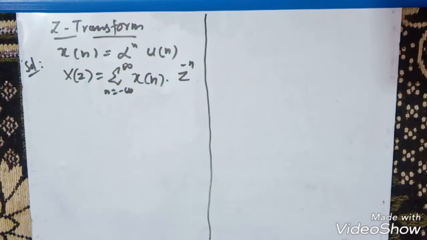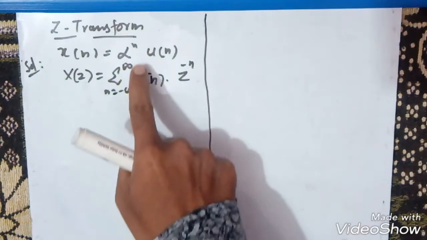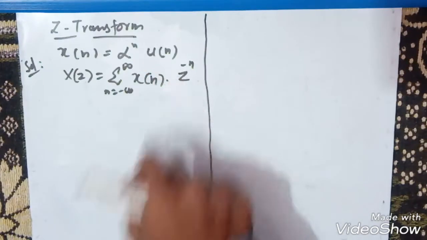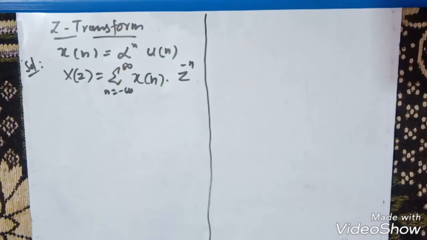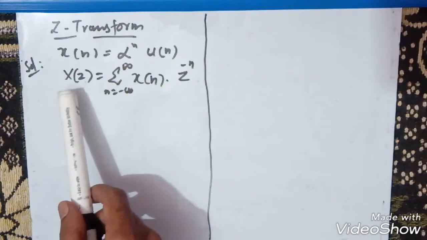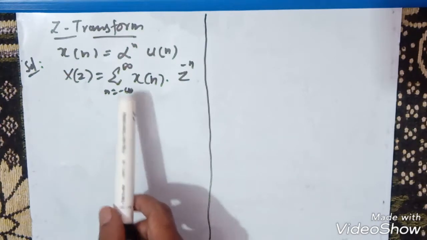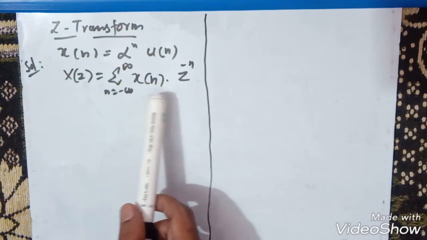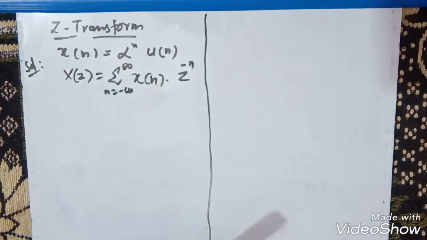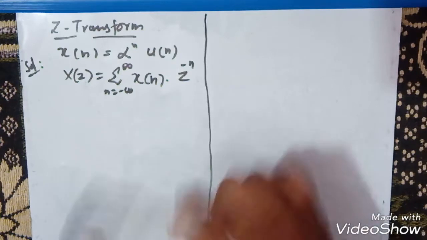Everyone. Today we are going to see how to find the z transform of a given equation. The given equation here is x of n is equal to alpha raised to n times u of n. To calculate the value of the z transform, we have a formula. X of z is equal to summation of n is equal to minus infinity to plus infinity x of n into z raised to minus n. This is the formula. We have a question, this one.